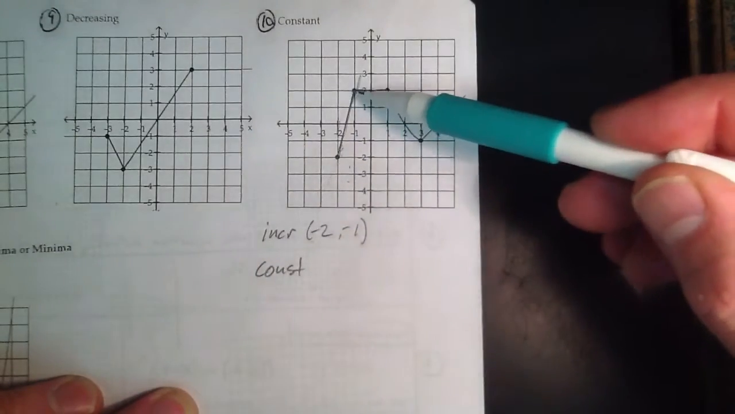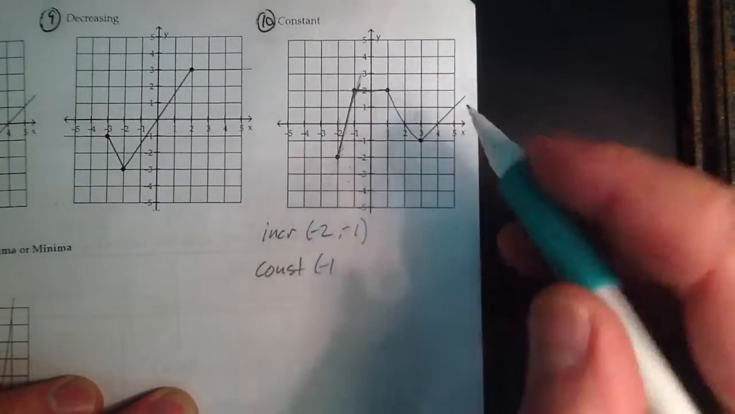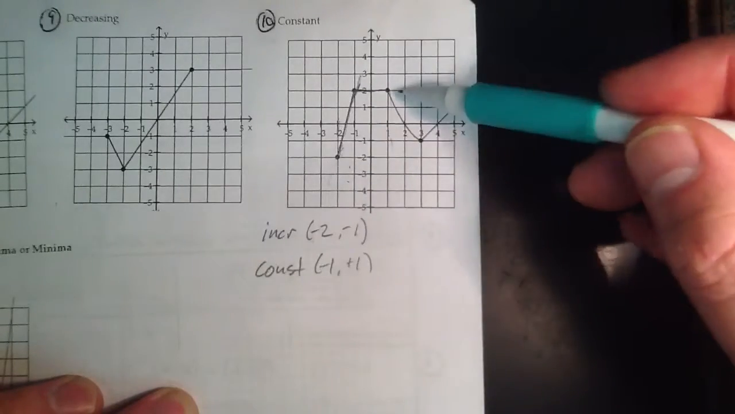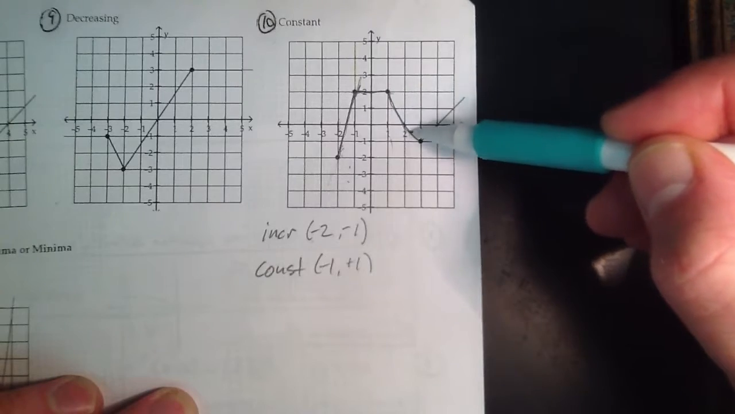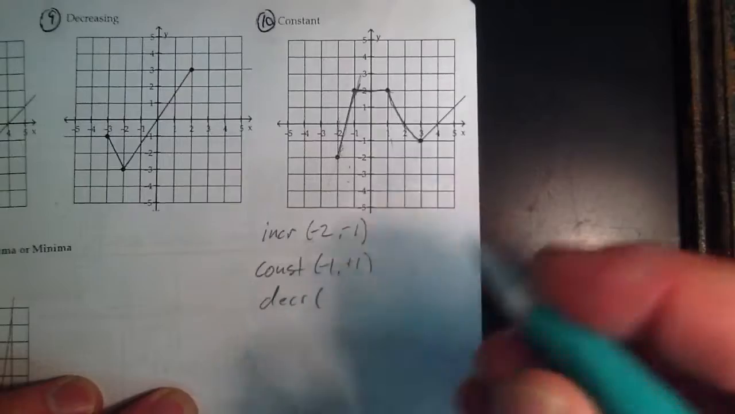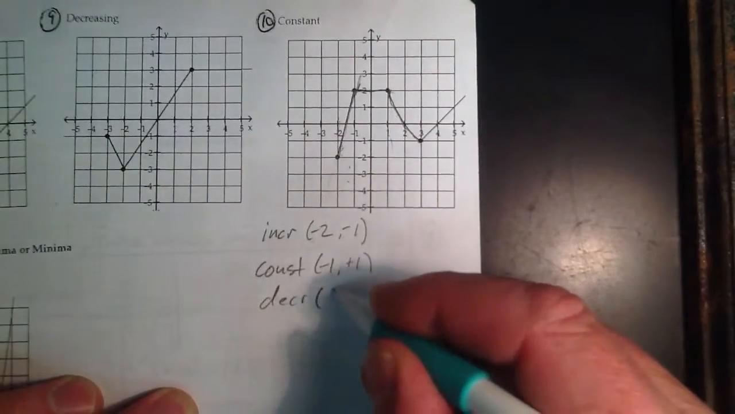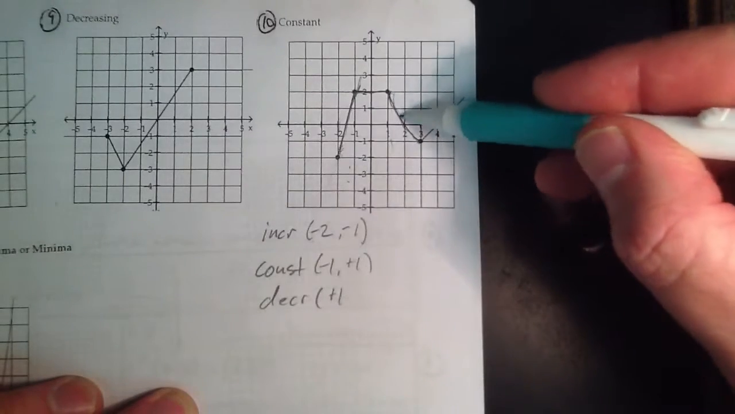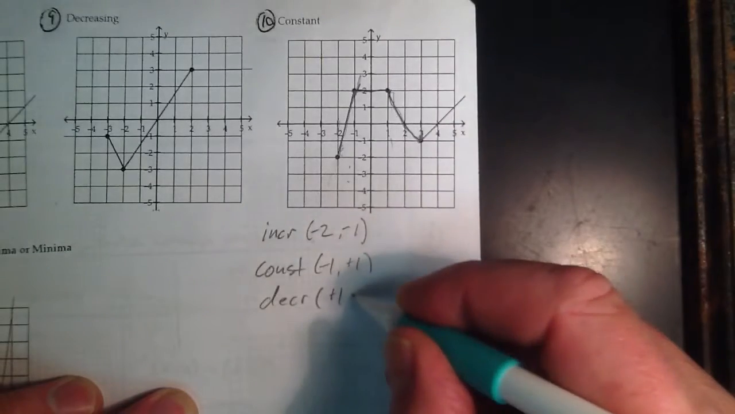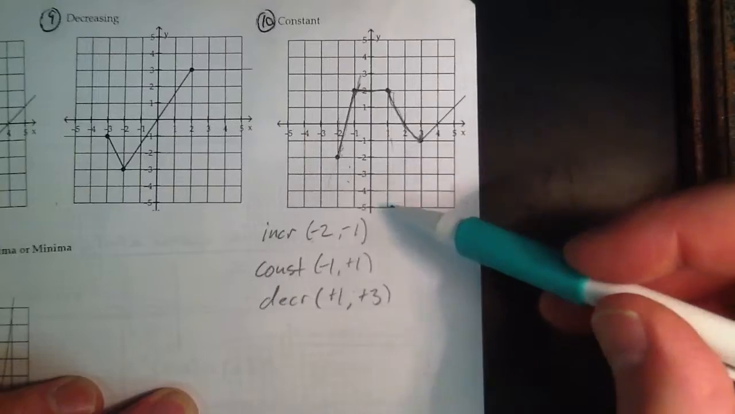Again, we always define what is my x value. Well, -1 all the way to +1. All right, and what's happening to my pencil now? It's going down the paper. So that is a decreasing interval. Where's my x value at this point? +1. Down, down, down, down, and then I stop going down right here. What's my x value? +3. All right, so on and so forth.